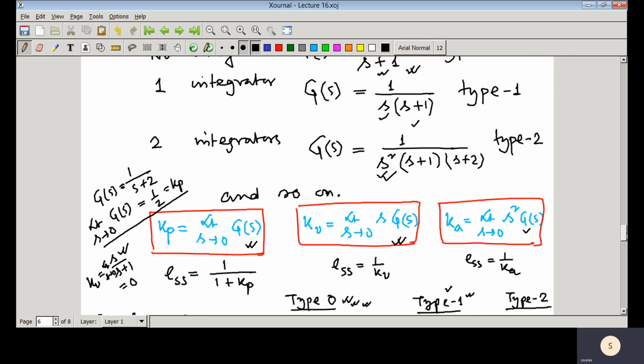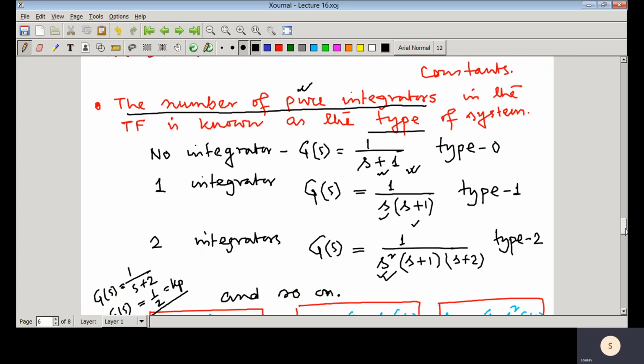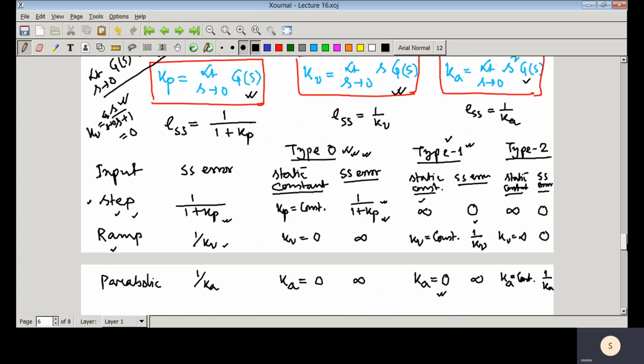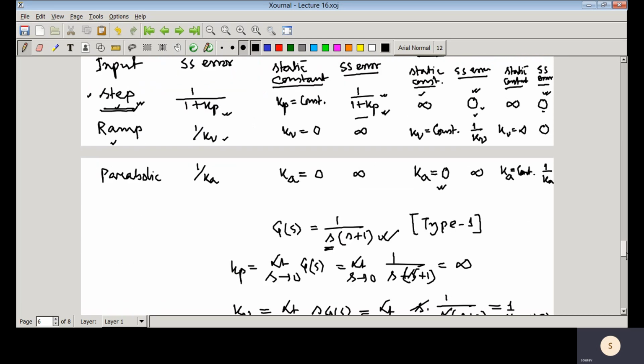The type of a system is defined as how many poles are at the origin, or how many pure integrators are involved in the transfer function. If we apply a step input, to get steady state error equal to 0, at least we should have one pole at the origin. At least it should be a type 1 system. That means if the system's type is 1 or above, then for a step input the steady state error would be equal to 0. But if it is a type 0 system, you will always have some steady state error. So it is a very important and interesting result.